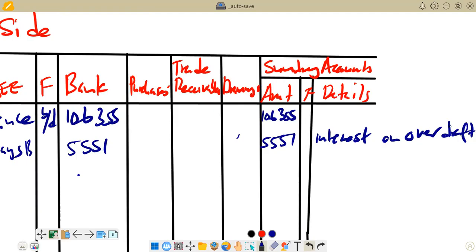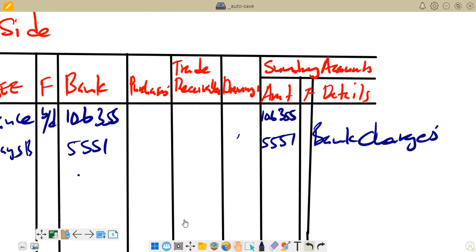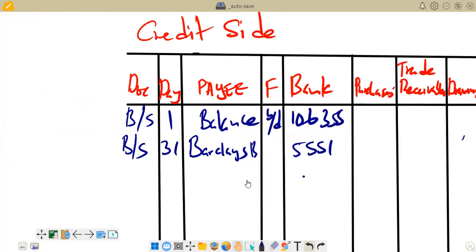Then, sorry, this is not interest on overdraft, but we are saying these are bank charges. Interest on overdraft is the other part that we have there at the bottom. This one is bank charges. This one we have got bank charges that are there. Then we can go there and see what we have next.